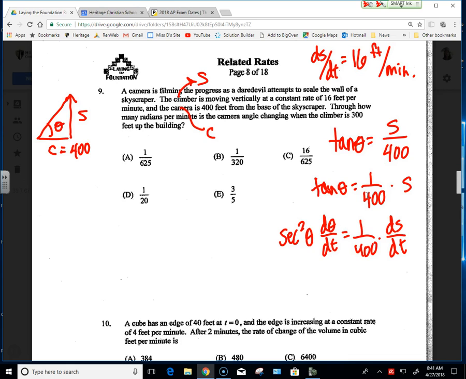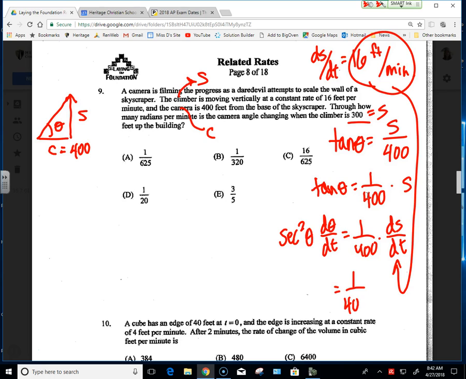How many radians per minute is the camera angle changing when the climber is 300 feet up the building? Oh, wait, do I even need s? I don't even need that clue. They just gave me something extra to confuse me. I need to plug this in. Pause. Why is Charlotte being like, but? I don't need the 300 for s. But what? Who am I finding?